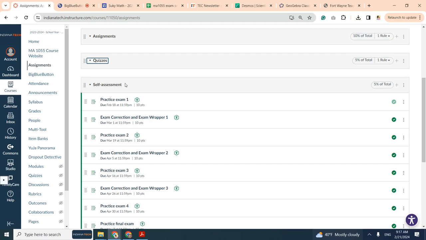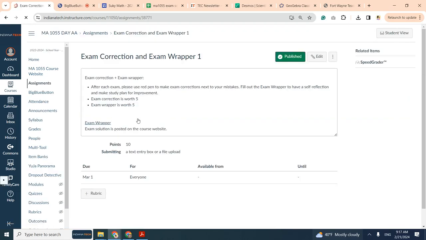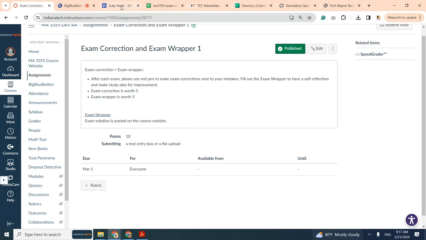So, exam correction and exam wrapper. You have your exam back, and then you can look at the exam solution. If you have a mistake, write down the correction next to your mistake, just on your exam, using red pen. Is that clear, everybody? After you finish, take pictures and combine them into a PDF. Exam correction is worth 5 points.